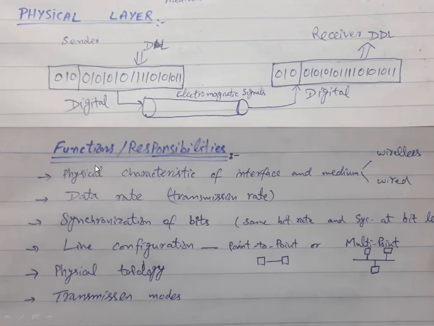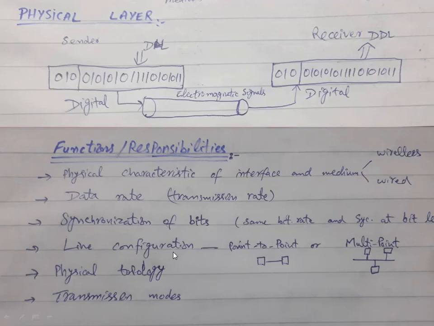This is how physical characteristics of interface and medium can be handled by the physical layer. The next one is data rate, or you can say the transmission rate, at which rate the data is being transmitted. The third one is that the physical layer also handles the synchronization of bits. It means the same bit rate, and synchronization at the bit level is the same.